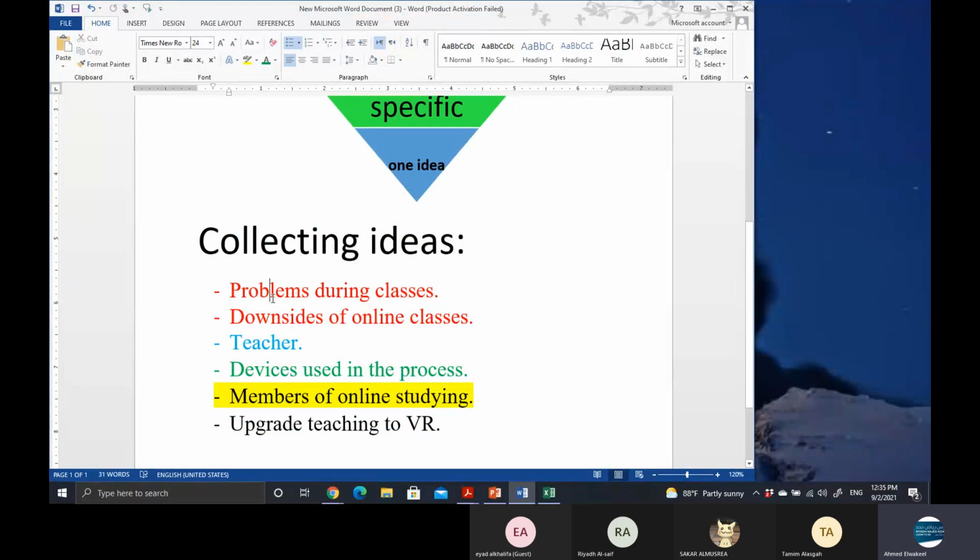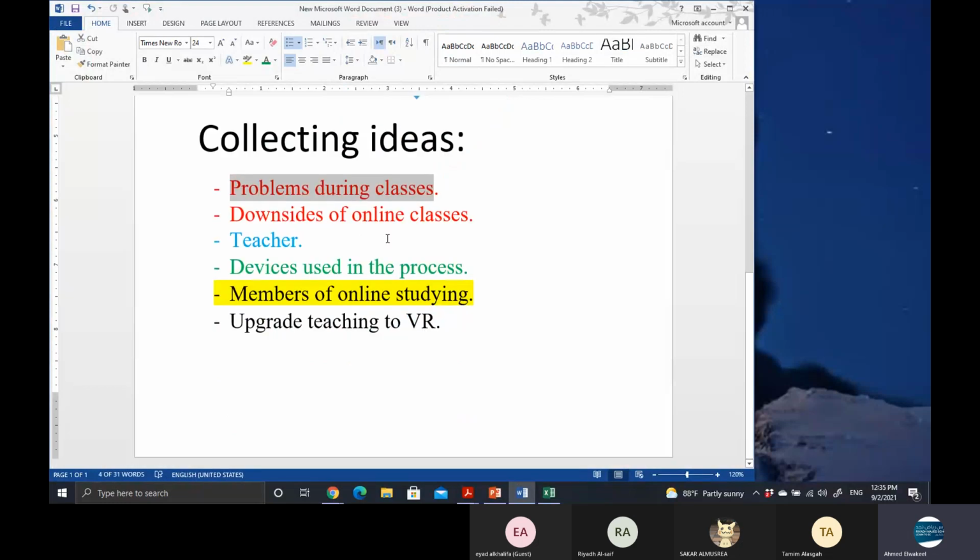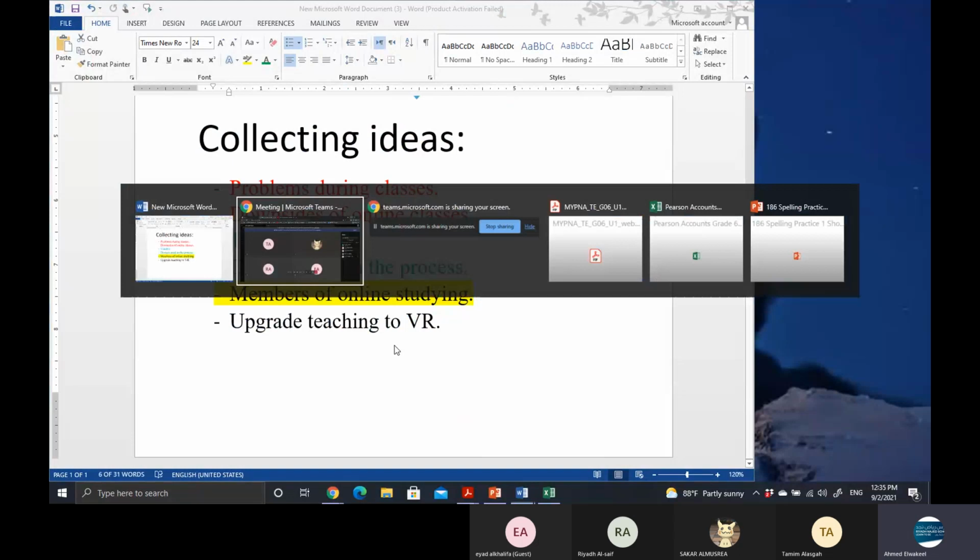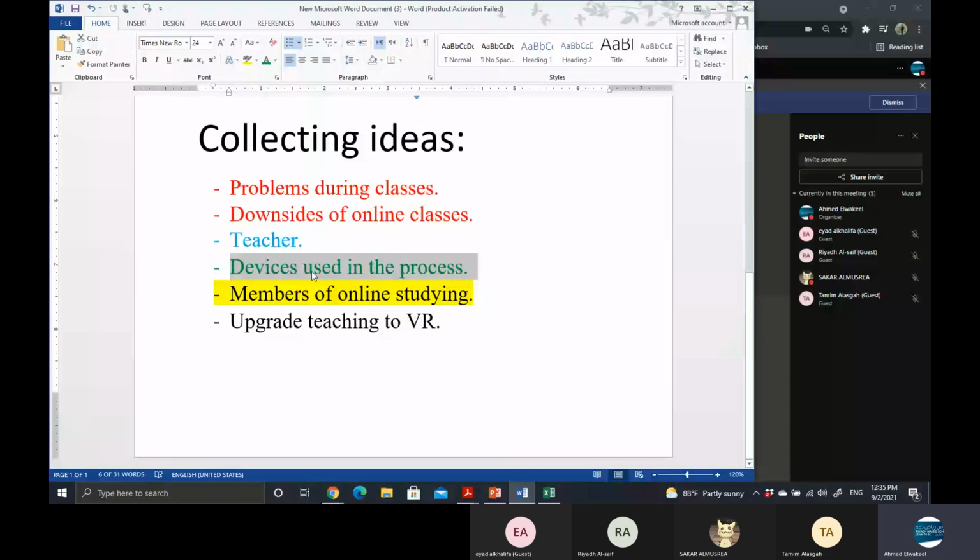Some of you said that we have some problems during classes. Others said that we have some downsides. And we are referring also to both teachers and students. And one of the most important features of online teaching is the devices used in the process. Because if you're using a good device, it will help you a lot in your learning process, or the whole process of online studying or teaching. And also, if you're using a very old one, it will not help you.